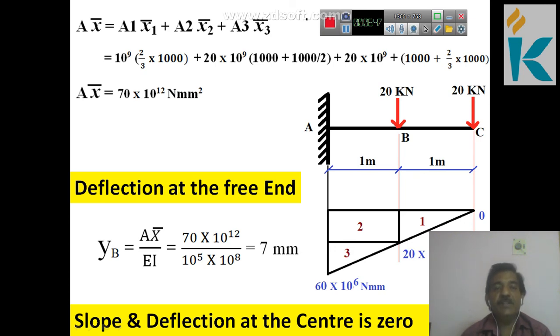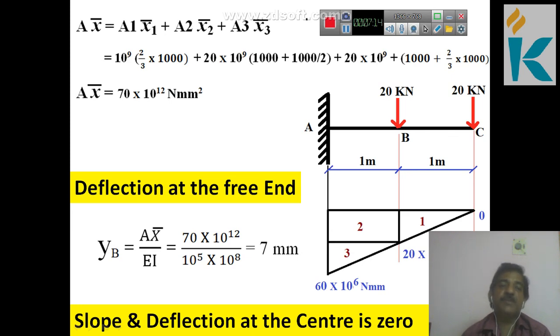So A2 is 20 into 10 power 9 into (1000 plus 1000 by 2), plus A3, 20 into 10 power 9. The third portion starts after 1000 only, so it is 1000 plus 2 by 3 into the length of that portion, where the breadth is 1000. So finally you got A X bar as 70 into 10 power 12 Newton millimeter squared.